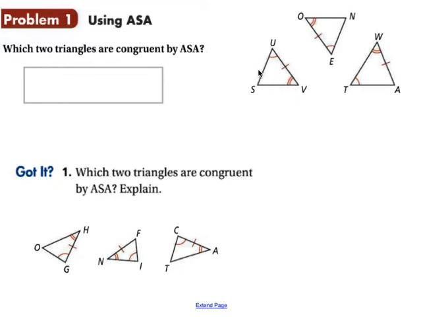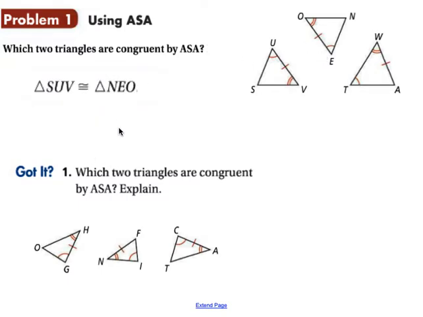This problem says which two triangles are congruent by angle, side, angle. Well, here we have an angle, side, angle for a triangle SUV. Triangle AWT has a side and two angles, but the side is not between them, so that one's not going to work. However, this one right here has angle, side, angle as well. So we can go ahead and say that triangle SUV is congruent to triangle NEO by angle, side, angle. All right, and we go in order. It's angle, side, angle.